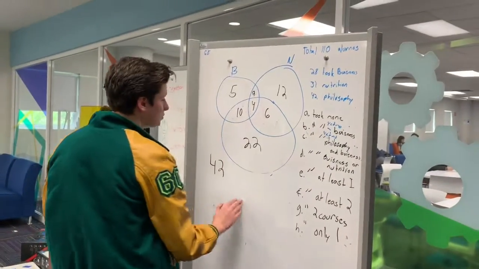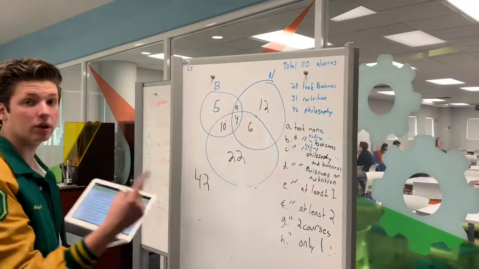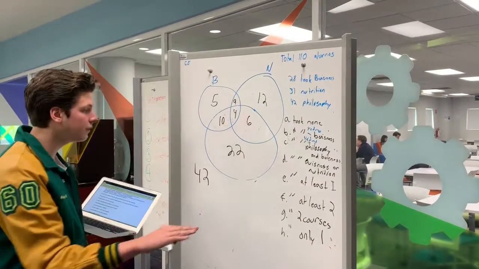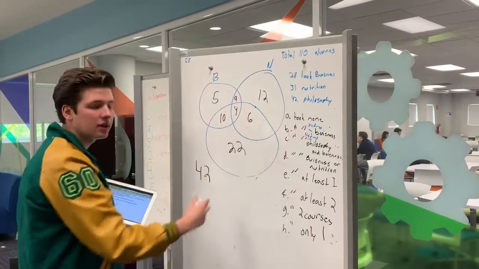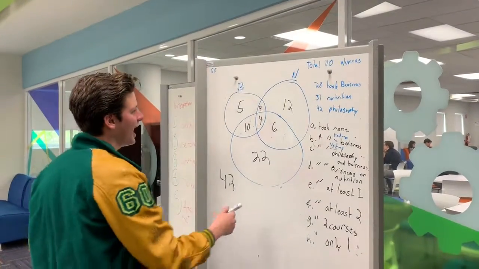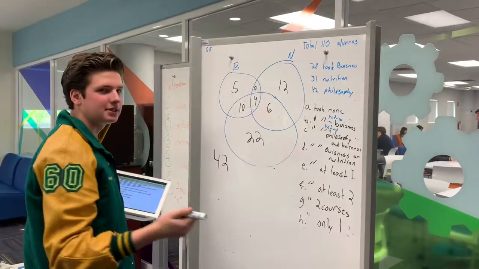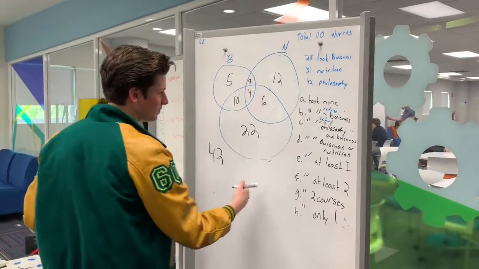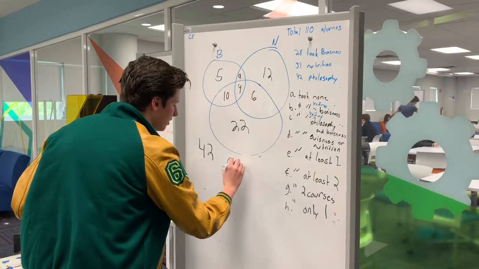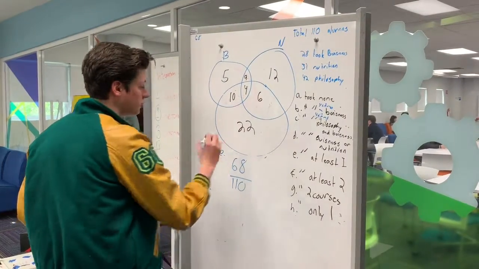Okay, so for at least 1, we need to sum up all of these because they all took one subject. So for example, this 42, they took none of the subjects, and all the people inside here, they took minimum 1 subject. Okay, and the sum of all of these, 12, 9, 4, 10, 6, 22, 5, is 68. So we have at least 1, so we have 68 over 110. We're making letter E, just to be clear.